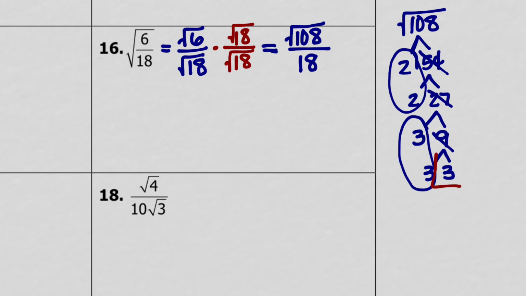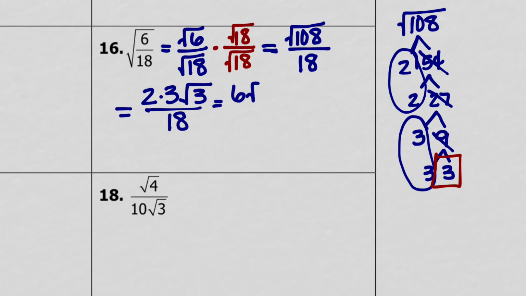Okay, then we have this lone 3 there that's going to stay outside. So if I rewrite this radical, square root of 108 has a 2 on the outside, a 3 on the outside, so I'm going to multiply those together. Square root of 3 over 18. So that makes 6 square root of 3 over 18. And we're just not quite done. Okay, we did rationalize the denominator, so what we have written is true. But we want to simplify.